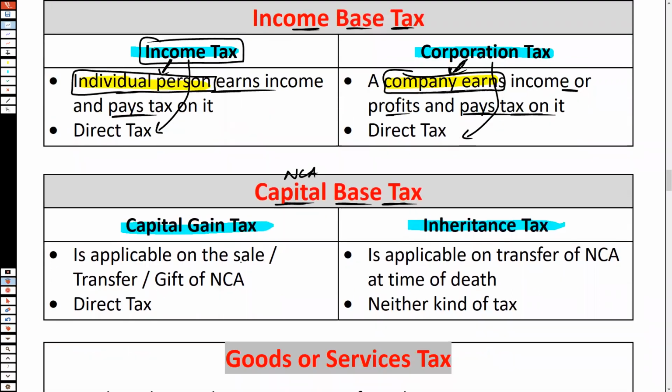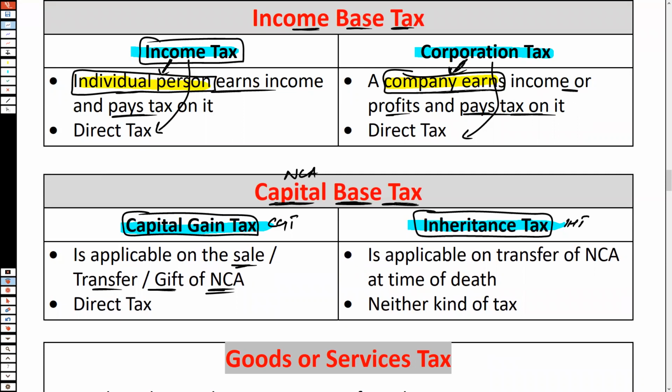If a person is disposing any asset, transferring any asset, exchanging any asset, and we are talking about the non-current assets. Capital based tax means any tax which is based on the capital assets, any tax which is based on the non-current asset. So such taxes are termed as capital based taxes, and it has 2 further categories: the capital gain tax, CGT, and the other one is inheritance tax, IHT.